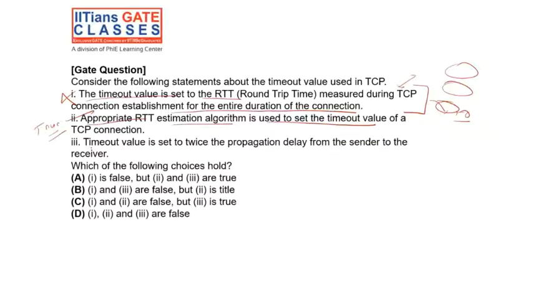Third point, the timeout value is set to twice the propagation delay from the sender to the receiver. No, this is not fixed in the TCP transport layer. It is only fixed in data link layer. This line is right for data link layer, not for TCP. And they are asking for TCP. So answer is B.